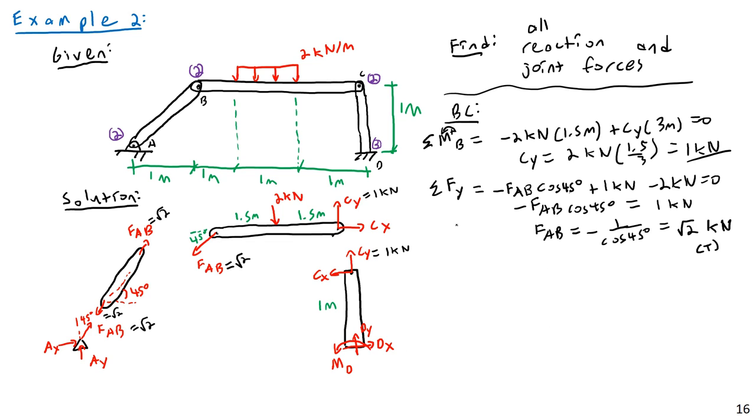What's next? I think still on BC, a summation of forces in the x direction, and I will have negative FAB times the cosine of 45 degrees. Actually, that should have said sine of 45 degrees, but of course in this case it won't make any difference. Cosine of 45 degrees, and then plus Cx is equal to 0.